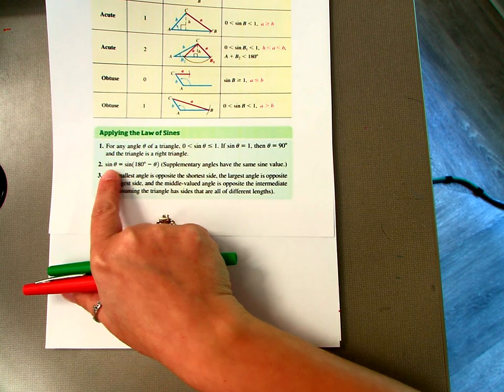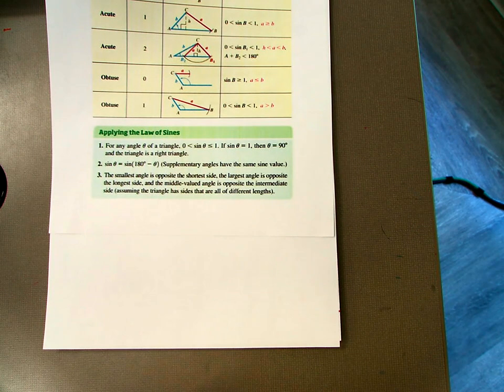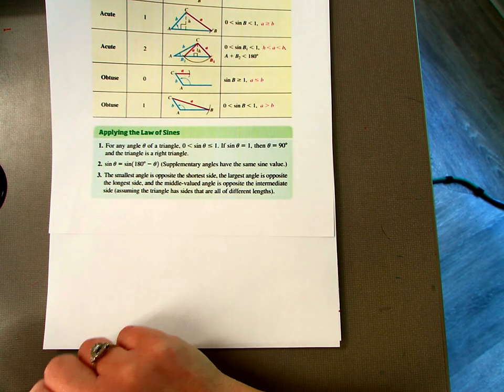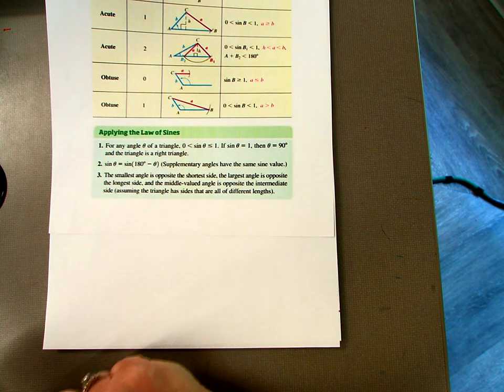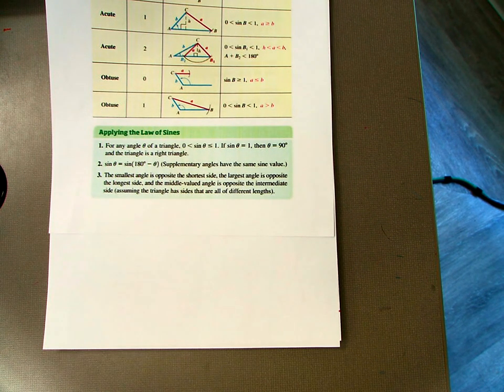Otherwise, we're going to have to come up with the supplementary angles. The smallest angle is opposite of the shortest side. The largest angle is opposite of the longest side, and the middle angle is opposite of the intermediate side. That's what it's going to come into.